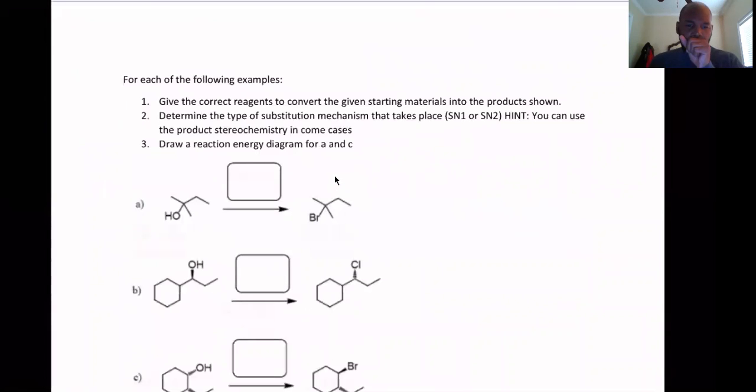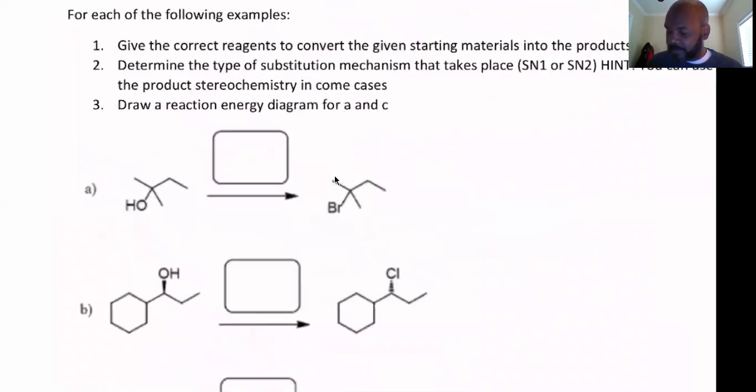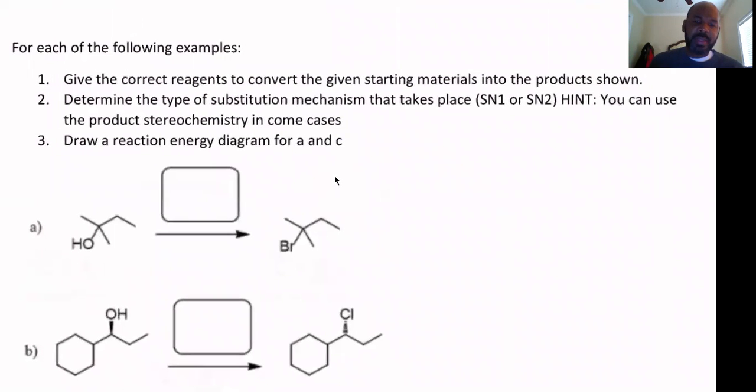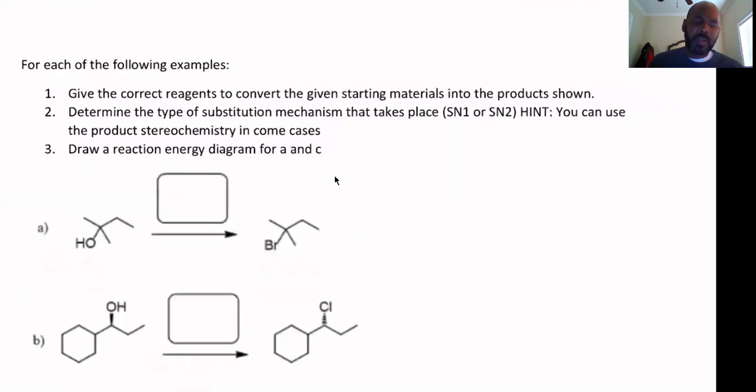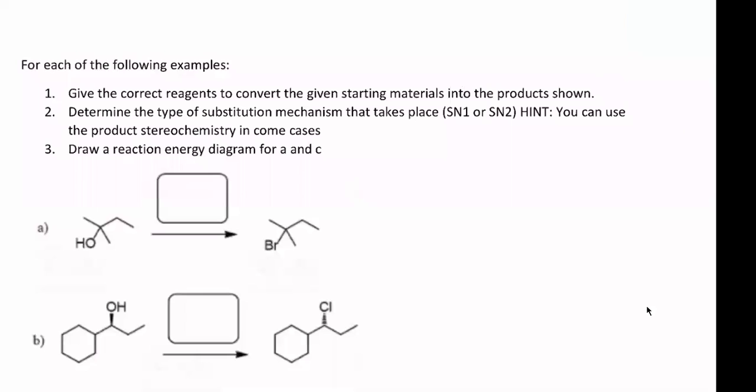All right. So let's take that first example where it says give the correct reagents to convert the given start materials into products. And then it says determine the type of substitution mechanism. And it says to draw a reaction energy diagram for A and for C. All right. So let's start with A.